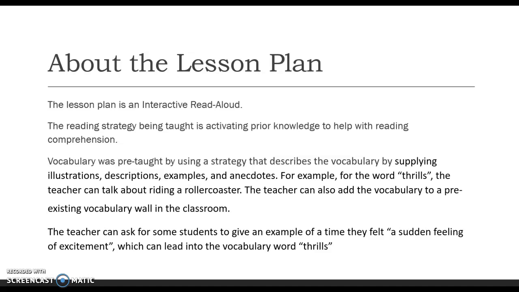For example, for the word thrills, the teacher can talk about riding a roller coaster. The teacher can also add the vocabulary to a pre-existing vocabulary wall in the classroom. The teacher can ask for some students to give an example of a time they felt a sudden feeling of excitement, which can lead into the vocabulary word thrills.